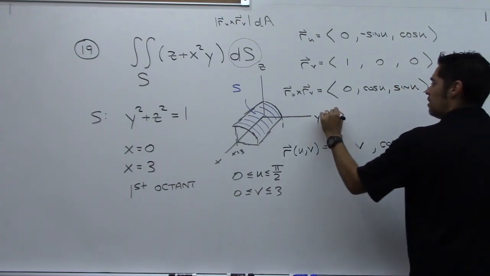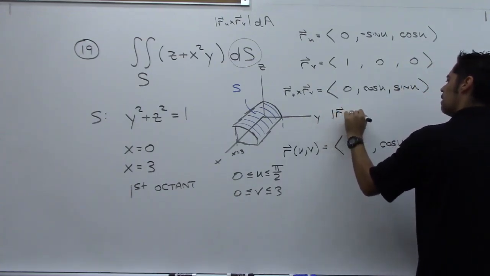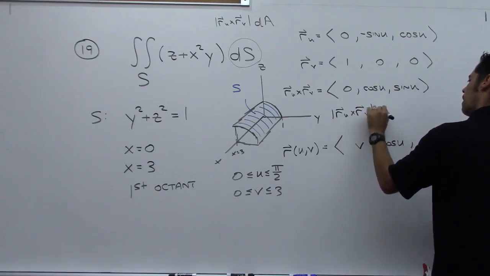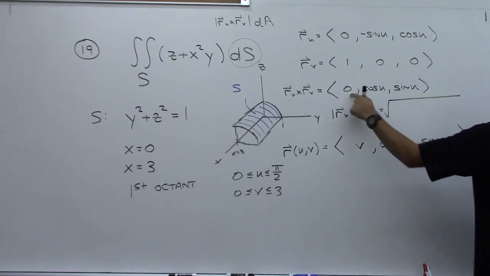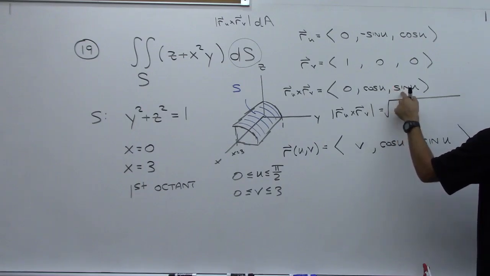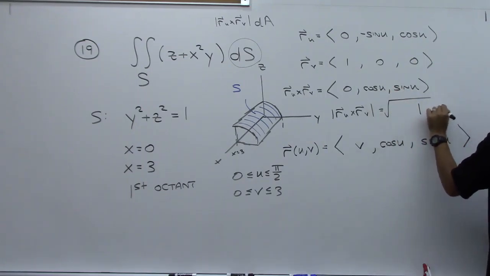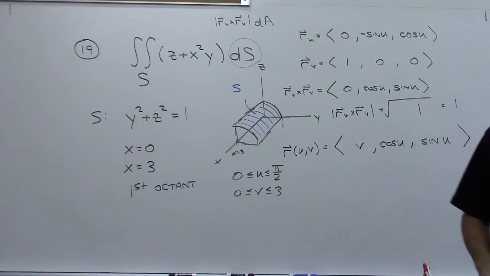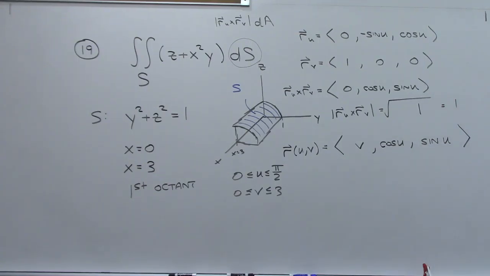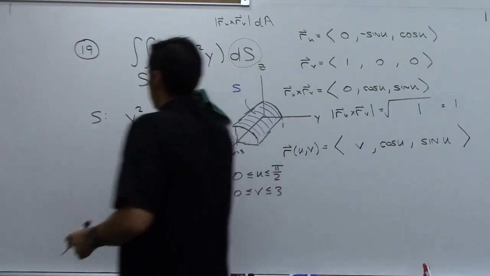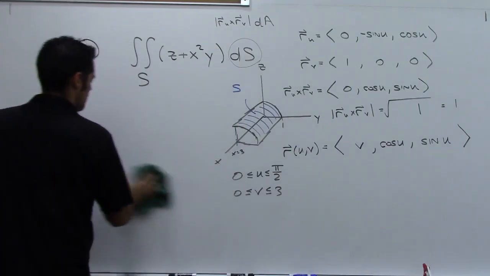And then when I take the magnitude of that, it's the square root of this squared plus this squared plus this squared. These two squared and added together is a 1, so we just get 1, which is really, really nice. So now we're ready to go ahead and do the surface integral. I'll do it over here.